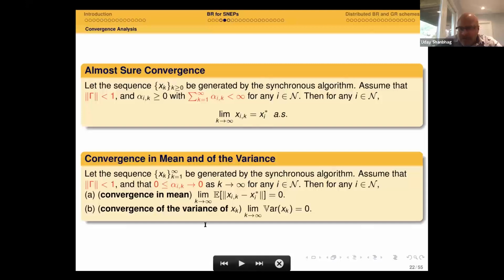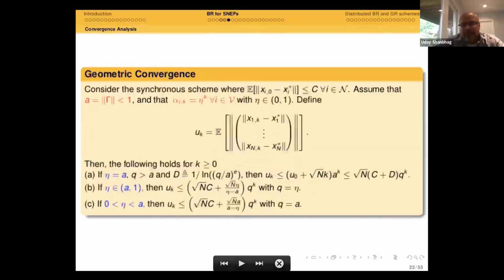You also have convergence in mean and convergence of variance of these. So that's not particularly difficult to do. But what is more important is you're actually able to show geometric convergence. If you remember right at the outset, I said that if you have deterministic proximal best response, you're able to get a linear convergence rate. It turns out here you can also do that.